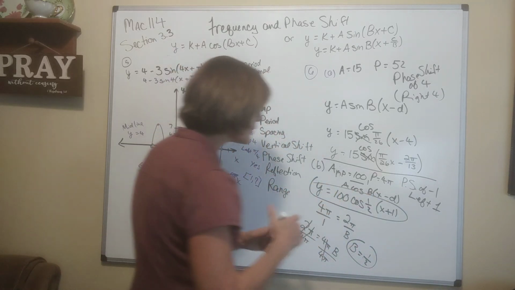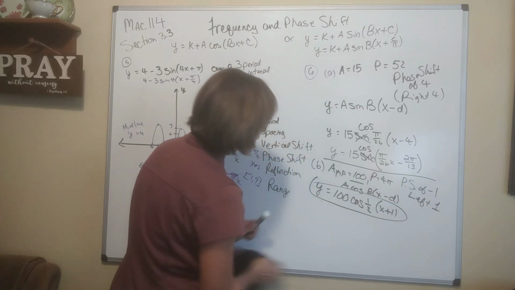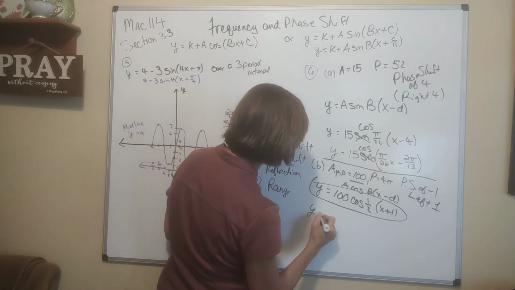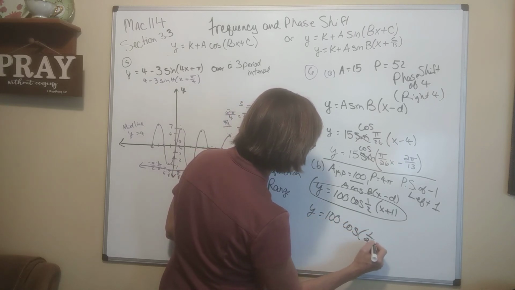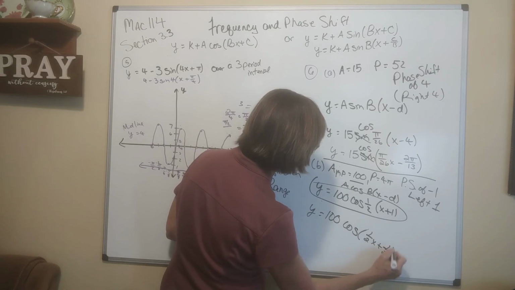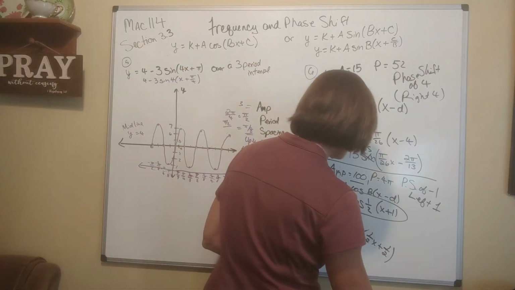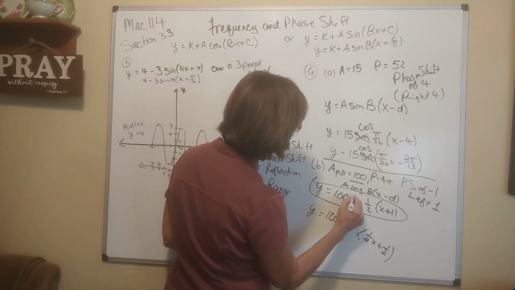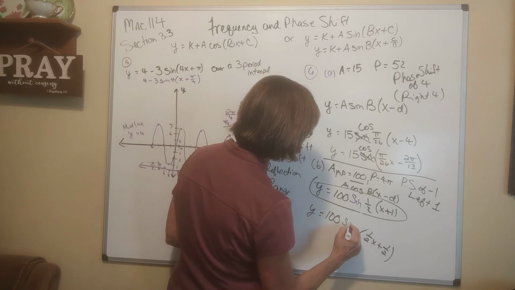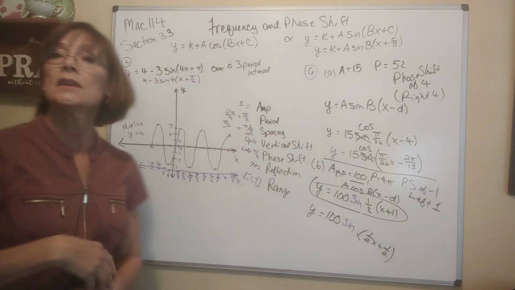Here are the other answers you could write. You could also write that y is 100 cosine of 1/2 x plus 1/2. Also correct. How else could we write it so it'd be correct? Well, if we wanted to use sine instead of cosine, that would also count as a harmonic curve. So that is frequency and phase shift.